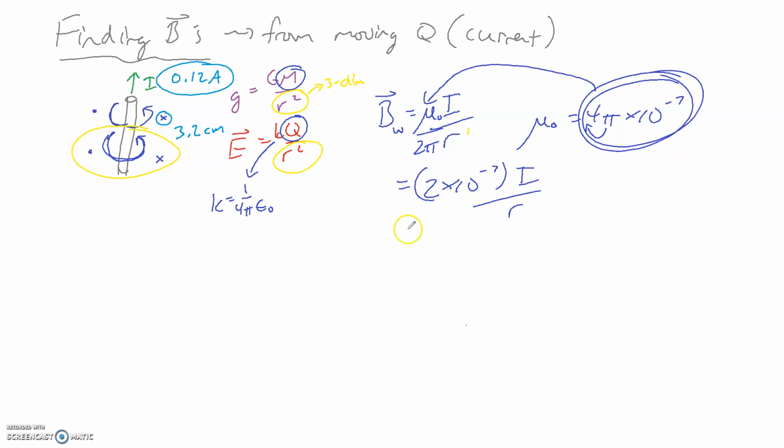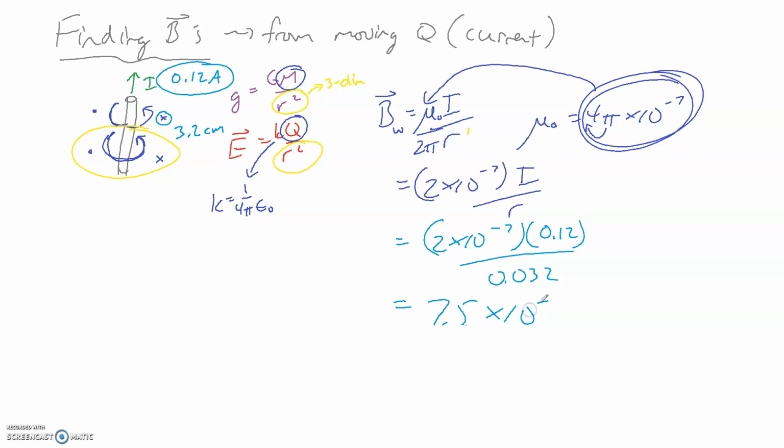Well, we would just use the expression 2 times 10 to the negative 7. The current is 0.12. And then divide by the radius, of course, that has to be in meters, and then we can calculate the magnetic field. And we get 7.5 times 10 to the negative 7 Teslas. If you remember from grade 11, the unit for magnetic field is Tesla. And that's it. That's how you can calculate the magnetic field from a wire.